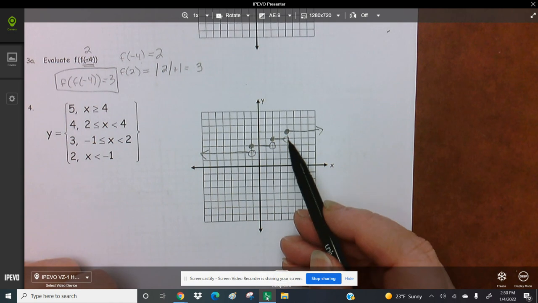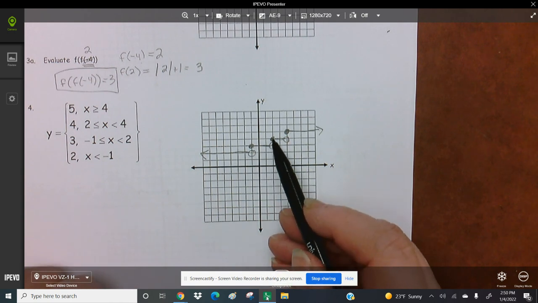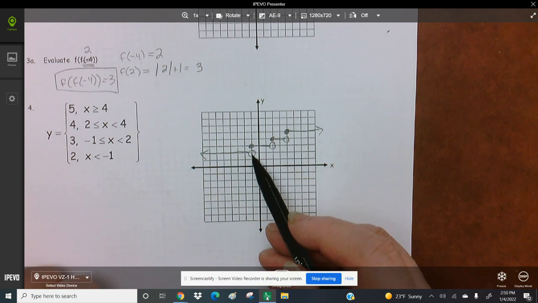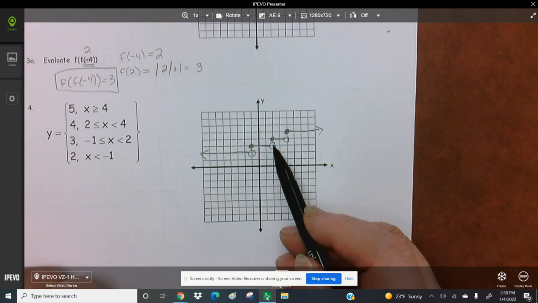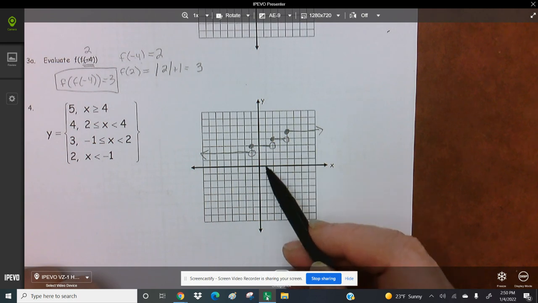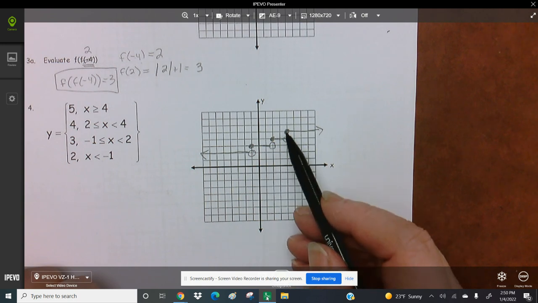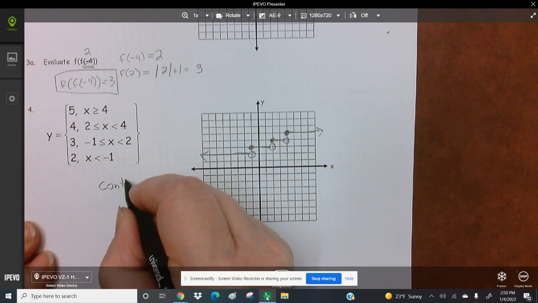So I see that I have some holes here. However, those holes kind of get filled in by the function above it. So even though I have a hole here at -1, -1 is valid at this one. I have a hole here at 2, but it's valid here. And I have a hole here at, what's that, 1, 2, 3, at 4, but it's colored in on this one. So this is a continuous function.